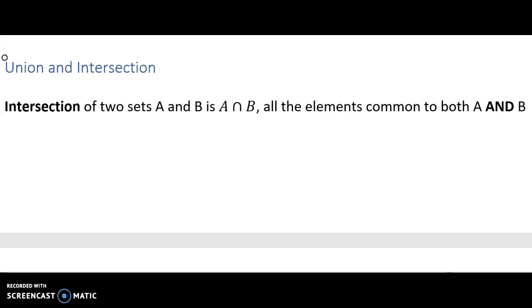When we start talking about probability, we'll have a lot of problems that have union and intersection. Intersection of two sets, A and B, would be called A intersect B, and the elements in common to both, common to A and common to B. So when we see A intersect B, sometimes we'll say A and B. Elements must be in both sets.